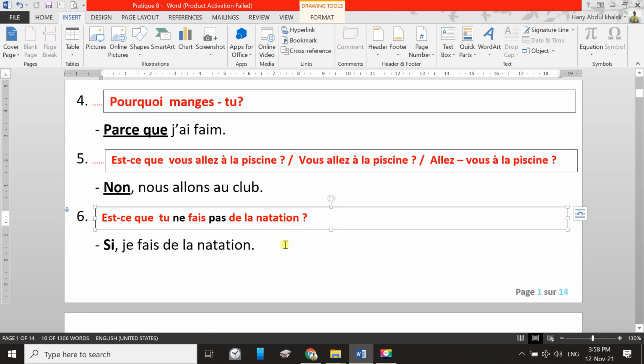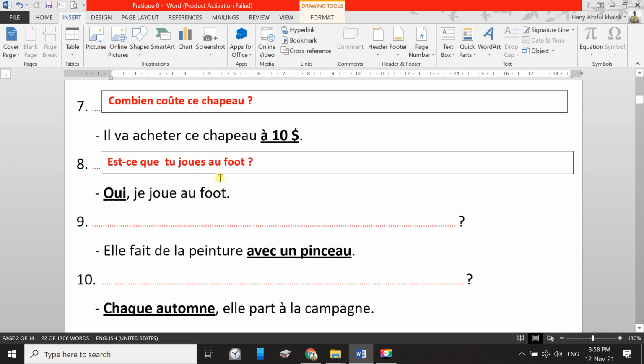Est-ce que tu ne fais pas de la natation? Sometimes we can say de natation, but let's make it right now like that, for a reason, I mean. We can say tu ne fais pas de la natation without est-ce que. And we can say ne fais-tu pas de la natation. So we can apply these three ways with the negative form too. Okay, next here.